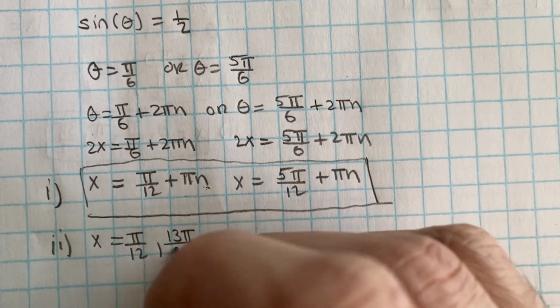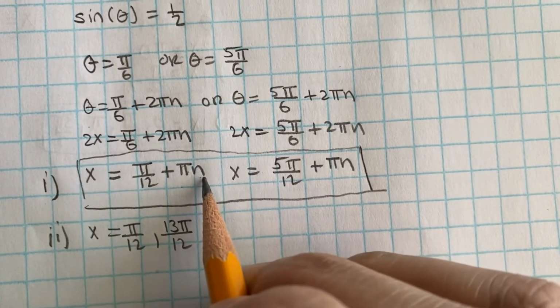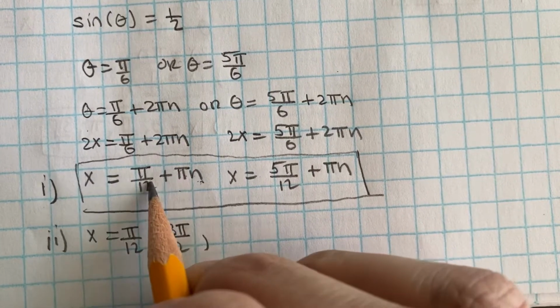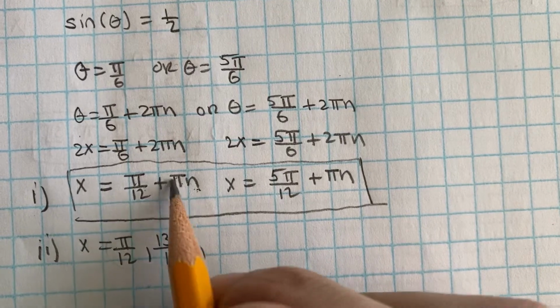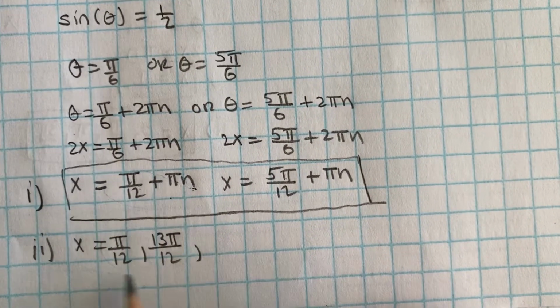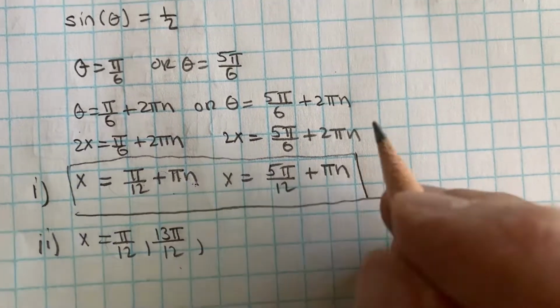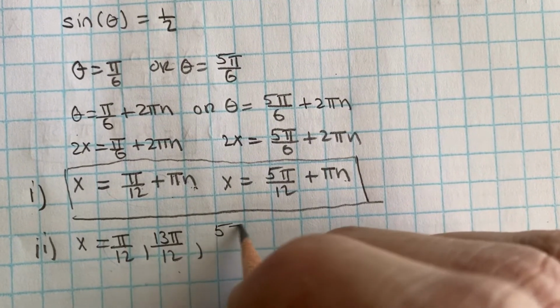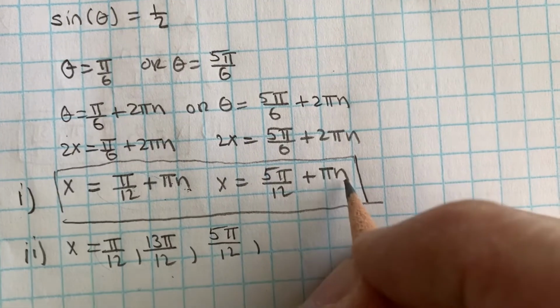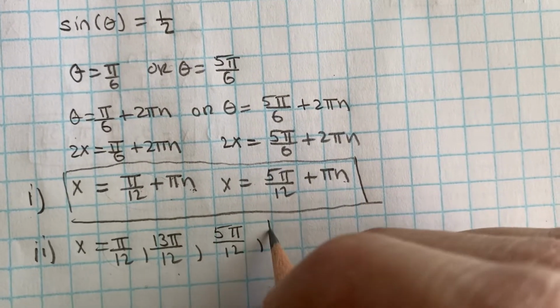That's still in the interval. But if you plug in n is equal to 2, 2 pi plus pi over 12 is going to be outside the interval. So we're going to stop right here. These are the two solutions within the interval from 0 to 2 pi. So plug in n is equal to 0 on this one, you're going to get 5 pi over 12. n is equal to 1, you're going to get 17 pi over 12.